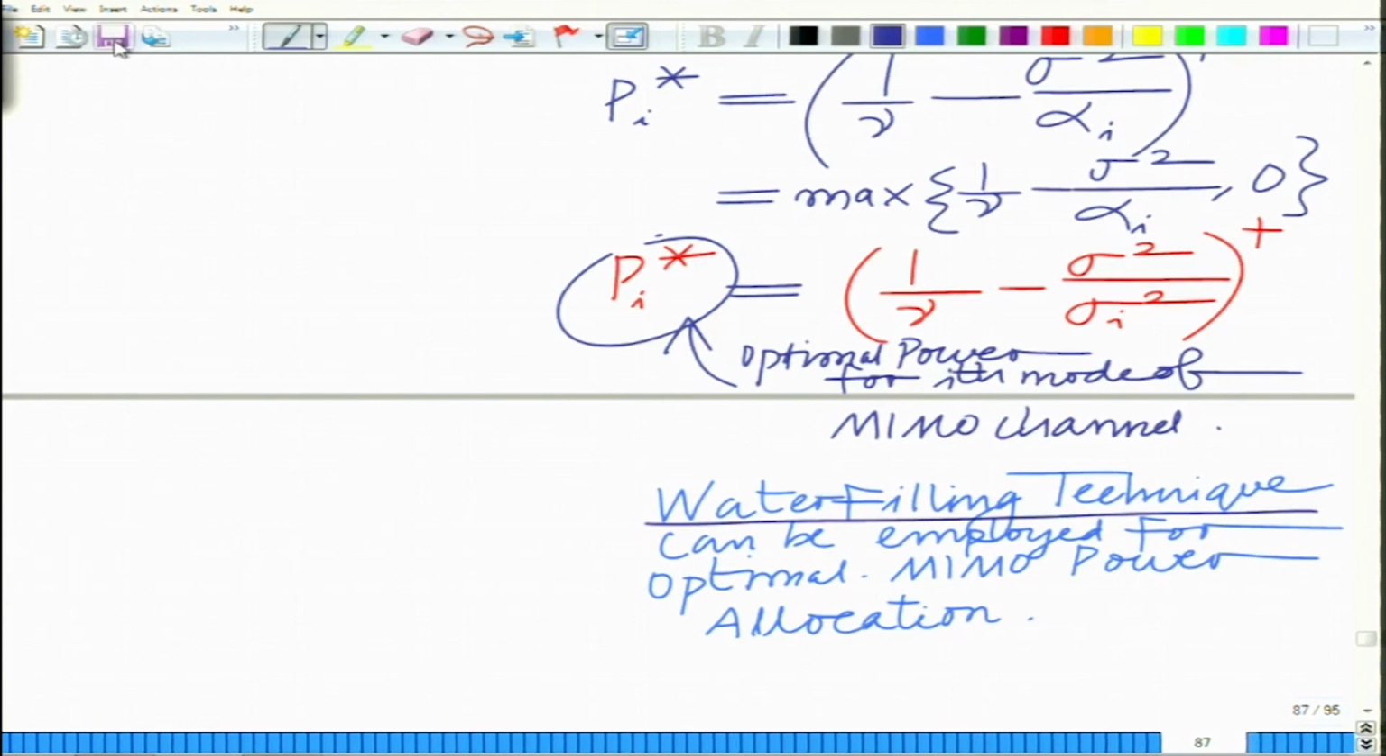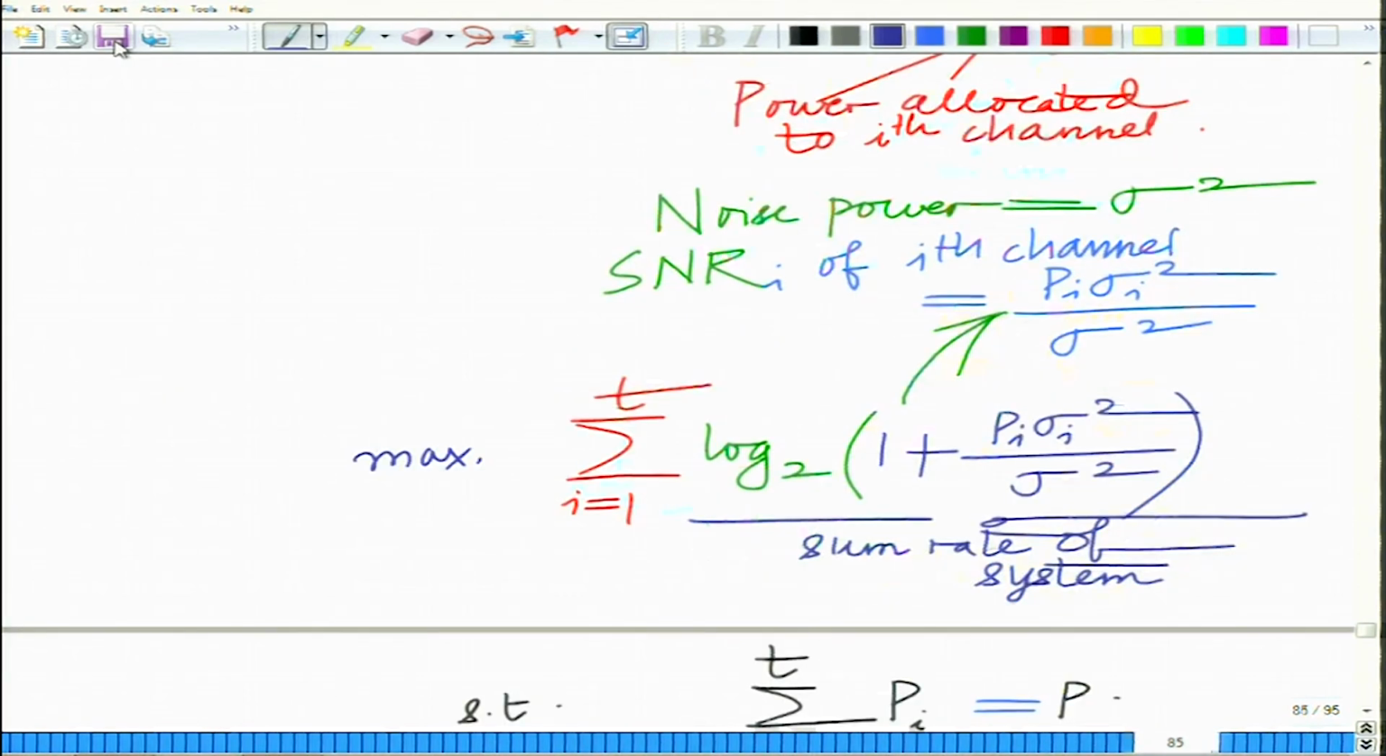And if you observe, these parallel channels are already arranged in decreasing order of gain. So sigma 1 square is greater than or equal to sigma 2 square, greater than or equal to, and so on until sigma t square. So naturally the first channel is allocated a larger fraction of the power compared to the second channel, and compared to the last channel. And there might be some channels which are below the water level, 1 over nu, which are not allocated any power.